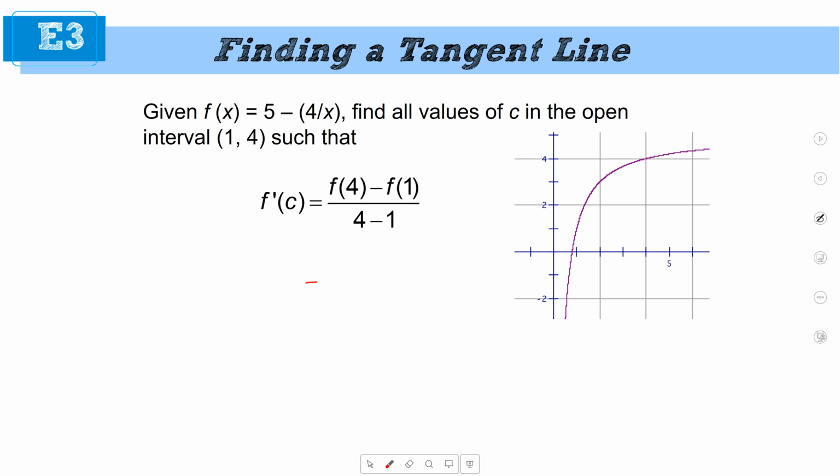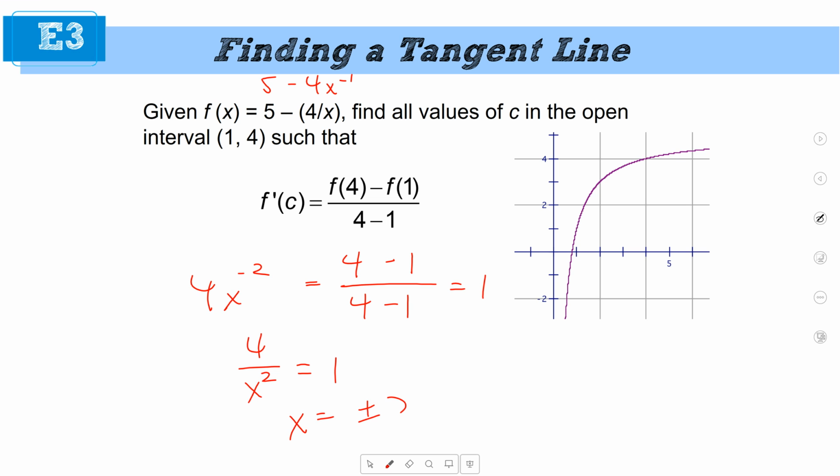Let us commence. F of 4 is 4. F of 1 is 1. F of 4 over 1 is 1. Did I do that right? Okay. And then the derivative, let's see, that would be 5 minus 4x to the negative 1. So the derivative would be 4x to the negative 2, which would make 4 over x squared equal 1. So x is equal to plus or minus 2. That was a tribute to Michel Rolle.